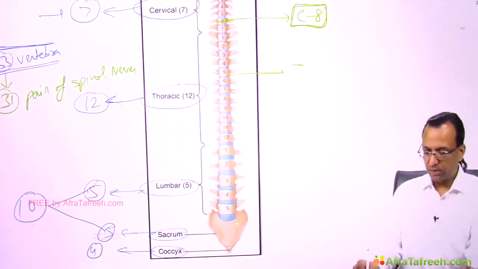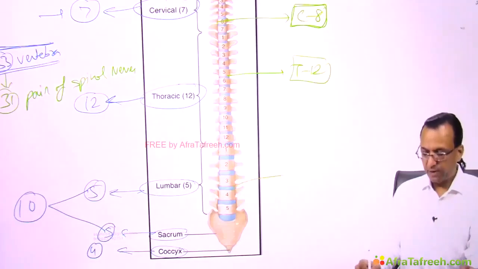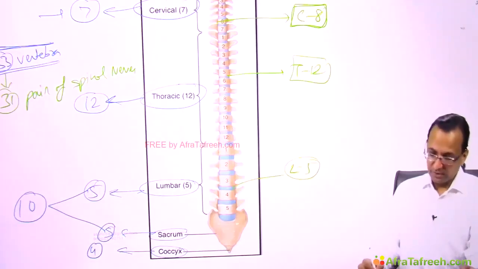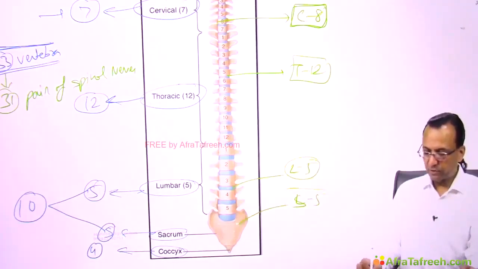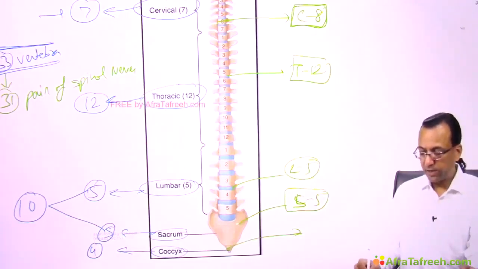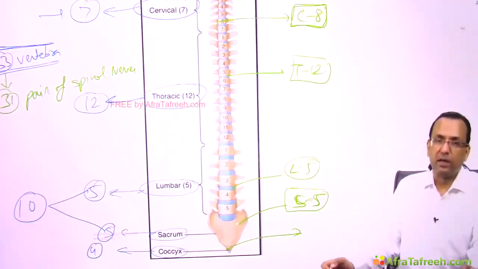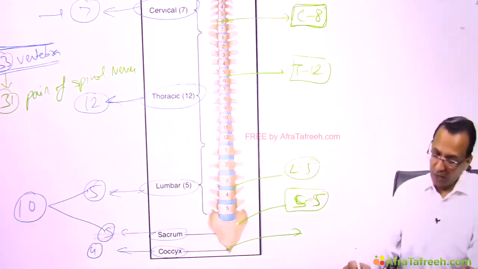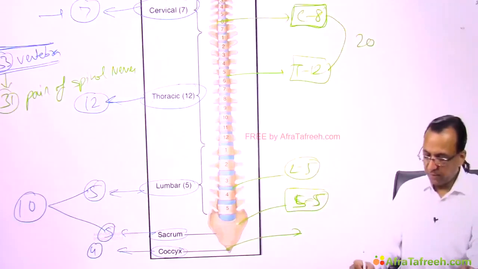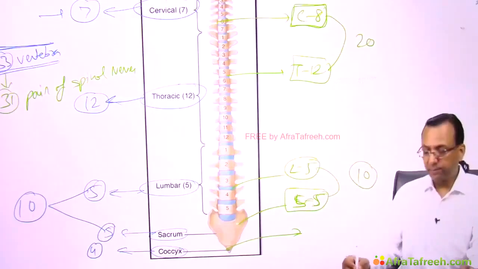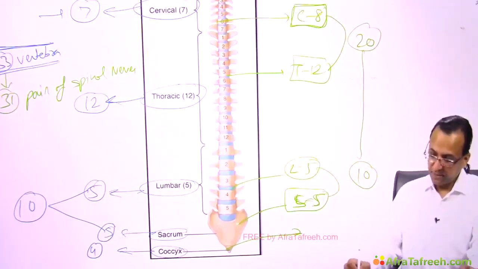Thoracic 12, I think. Yes. Lumbar 5, I think. Yes. Sacral 5, I think. Yes. Coccygeal is again depending upon how many. What is the length of your tail? It depends upon that. So 8 plus 12, 20. 5 plus 5, 10. 20 plus 10, I think 30 already.